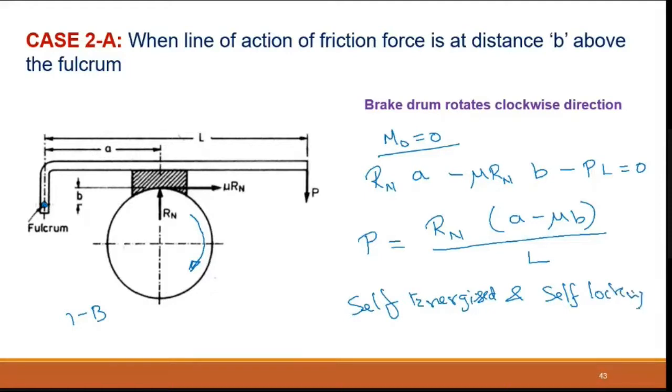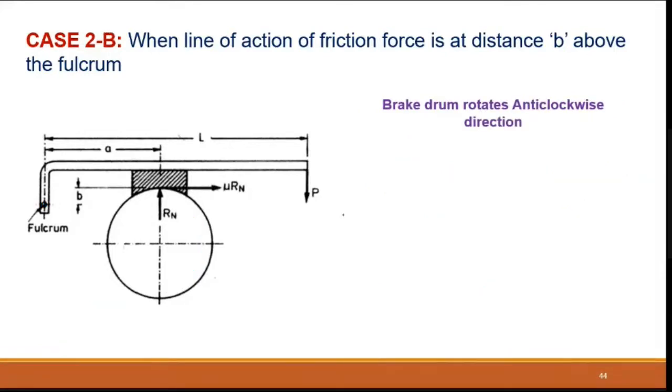and it may have self-locking. So there is another case. What happens when it is rotating in anti-clockwise direction? Now your brake is rotating in anti-clockwise direction, which means I don't have this force. It has to be in this direction, mu into Rn.